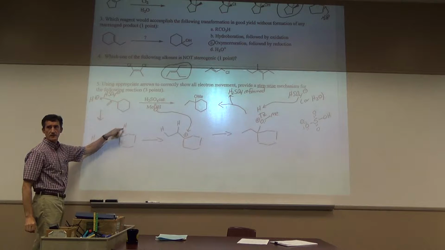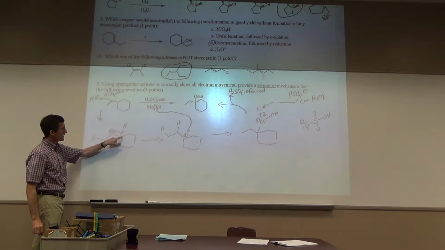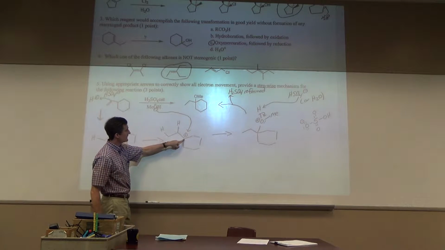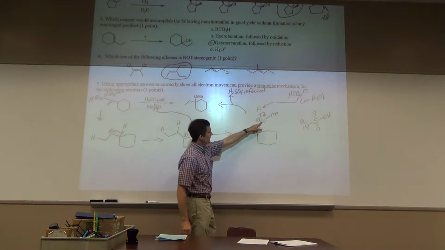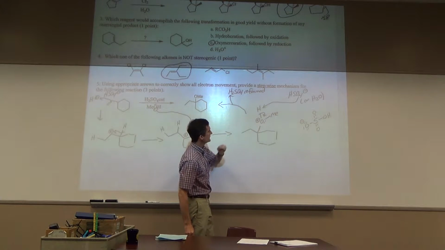You need to draw the H in, you need to shift the electrons over, break them apart, break them from this carbon, move them over and bond them here. That leaves a cation here. Now methanol can attack. We get methanol bonded, one lone pair left, positive charge. To go neutral, something needs to take the H.